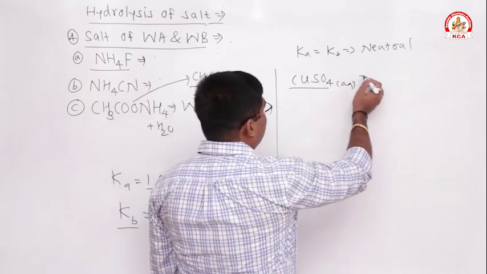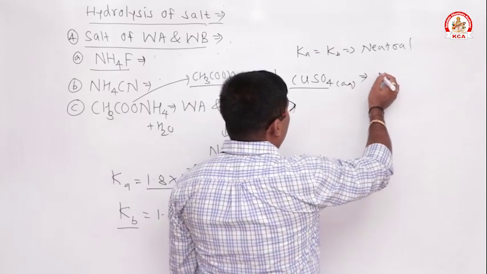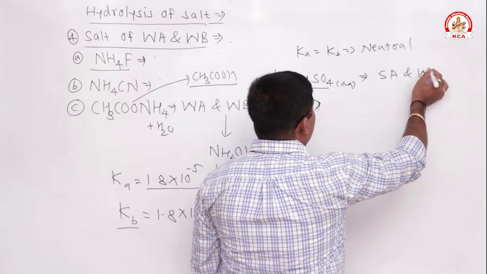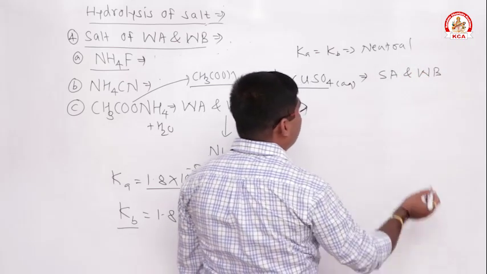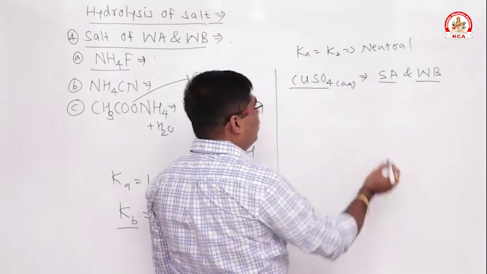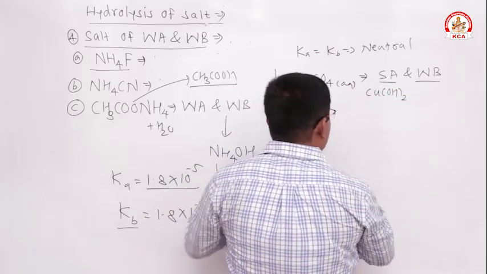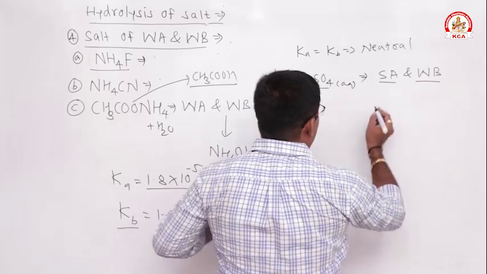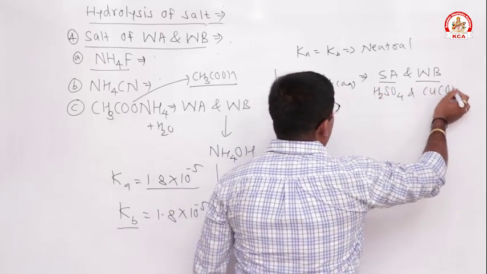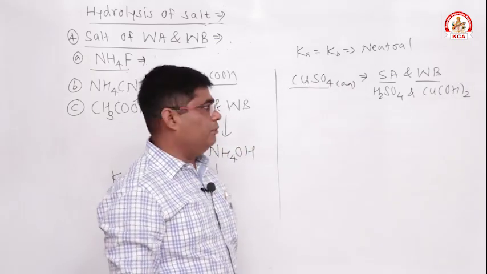हा कुठला सॉल्ट आहे? ॲक्वेस सोल्युशन ऑफ कॉपर सल्फेट. It is the salt of strong acid and weak base. स्ट्रॉंग ॲसिड आणि वीक बेस. स्ट्रॉंग ॲसिड कुठला आहे? H2SO4. Strong acid is H2SO4. आणि वीक बेस कुठला आहे? कॉपर हायड्रॉक्साईड इज द वीक बेस. सो इट इज द सॉल्ट ऑफ स्ट्रॉंग ॲसिड अँड वीक बेस.